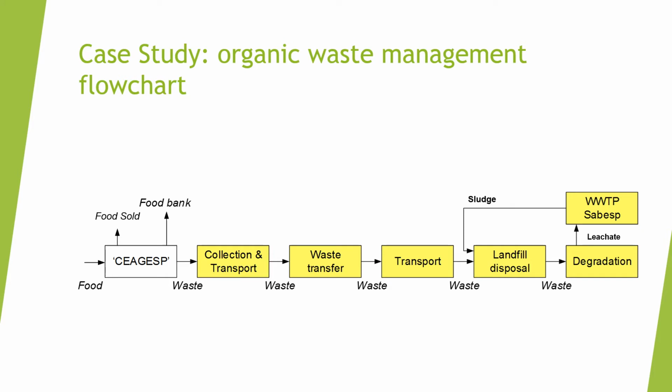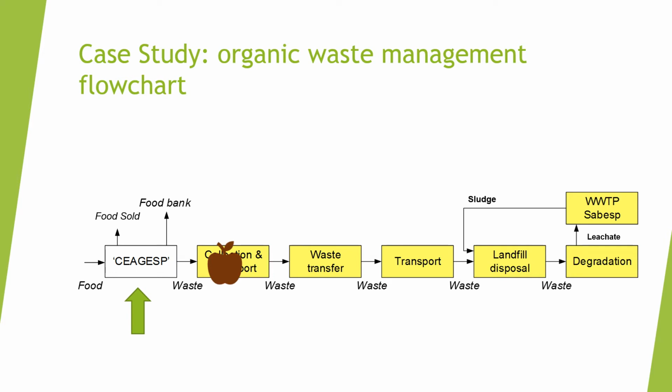Now we can see how our system works. The food arrives, is traded inside IWACP and sold. A small percentage of food that is edible but not more sellable is sent to charity institutions by an internal food bank. Food that is not sellable or edible becomes waste and is sent to landfill. This is the system under analysis, highlighted in yellow.